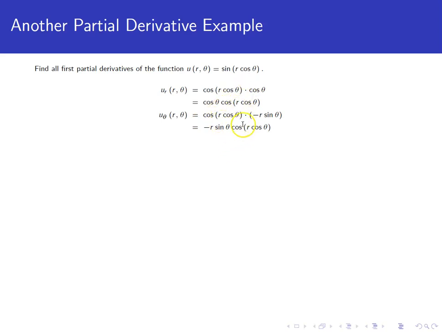But when we get to the derivative of the inside function now, we treat r as the constant and differentiate the theta. Derivative of cosine theta is negative sine theta, so that's where this minus r sine theta is coming from. And then rearranging, we see that our partial with respect to theta is negative r sine theta cosine of r cosine theta.